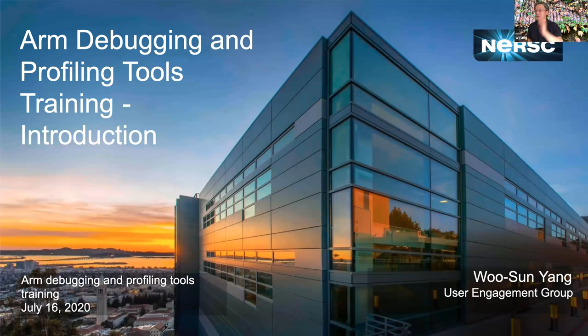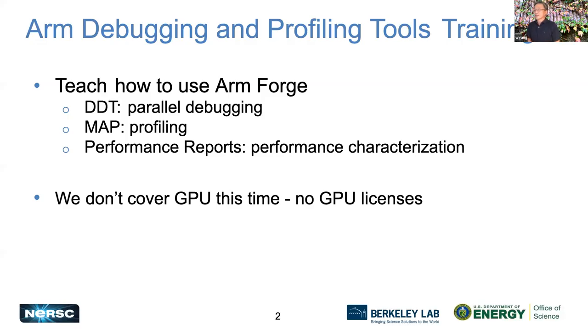This is about the ARM debugging and profiling tools training. As you may know, the ARM Forge tool is made of three parts: DDT, MAP, and Performance Reports. It used to be made of two parts, DDT and MAP, and Performance Reports used to be a separate tool, but starting with the latest version 20.1, they integrated Performance Reports into ARM Forge as well.